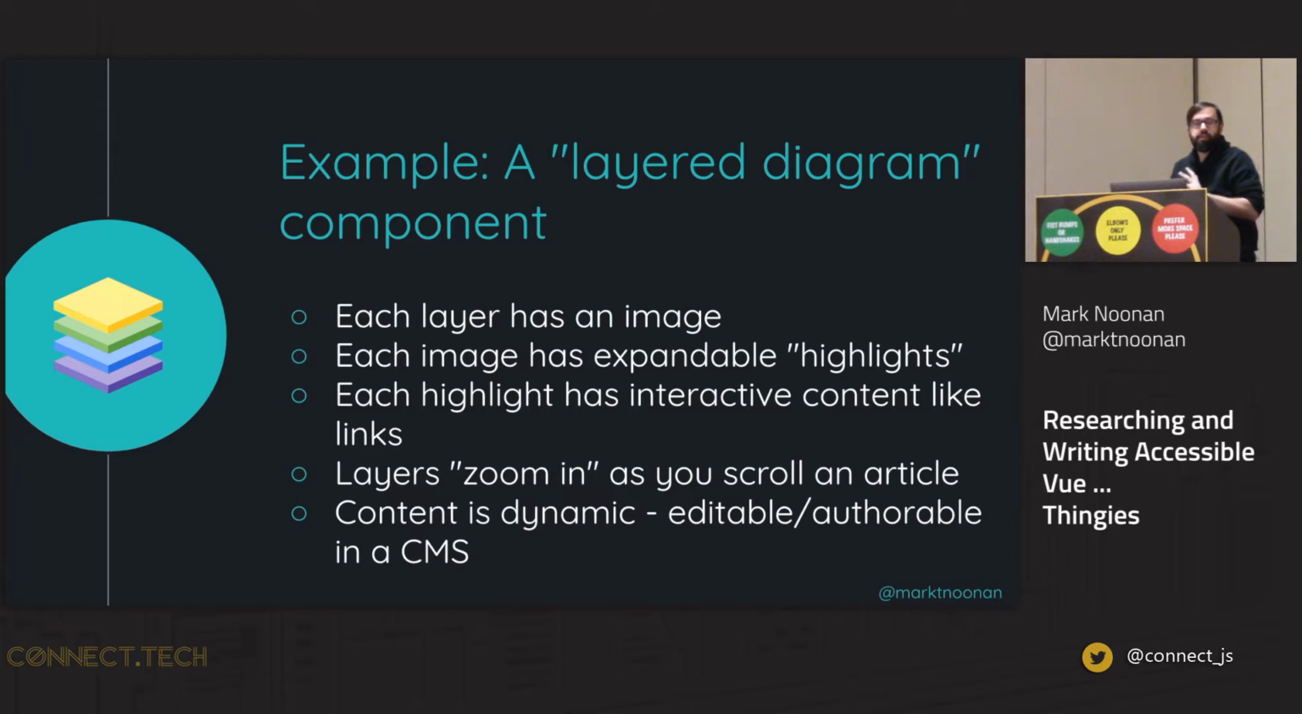So here's the example. The context is we might be working at an agency like I was, and we're providing something that's going to be used in a CMS. So this is a layered diagram. Each instance of this can have different content. Authors can go into the content management system, create new ones. They have to be able to add all the little details to it. Each layer of the diagram is an image. We're going to zoom in to the next layer as we scroll. Each image is going to have little dots you can click on that expand into more content. And the content itself that you expand might have some more stuff you can do.